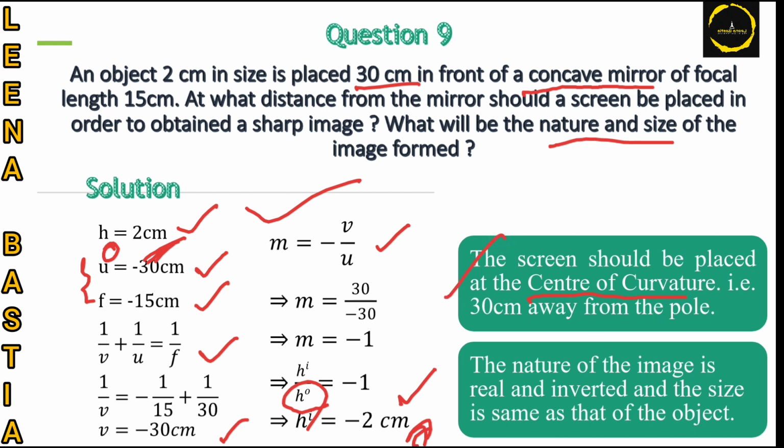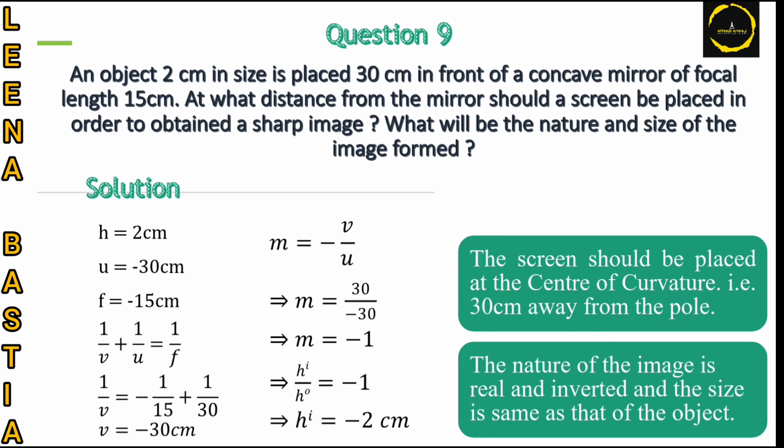Then the nature of the image is what? Real and inverted. This minus sign of hi indicates that, and the size is the same as that of the object. If it is forming at the center of curvature, that means it is of the same size. Okay, it is a clear indication and a very easy solution. So I hope it is also clear.